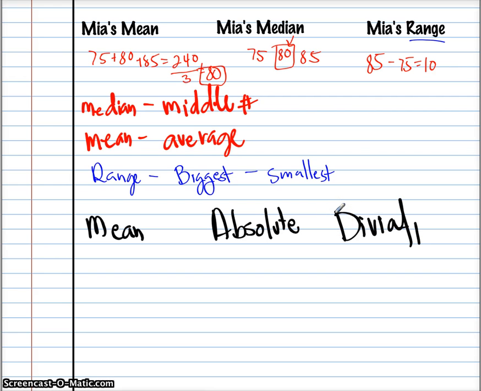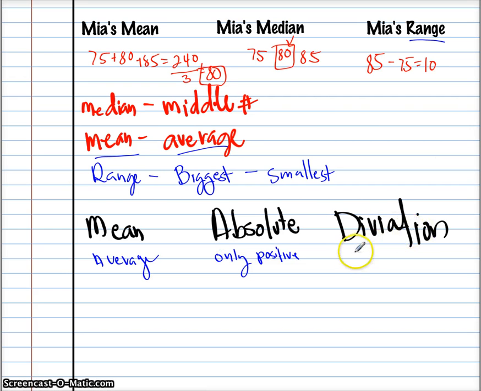Okay, this is a way of finding a different measure of spread. This part means average. We know that already because it's right here. Absolute means only positive numbers. So we're going to do subtractions here and we might end up with negative numbers, but we're only concerned with the positive version of those numbers.